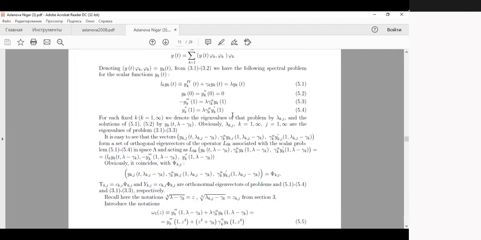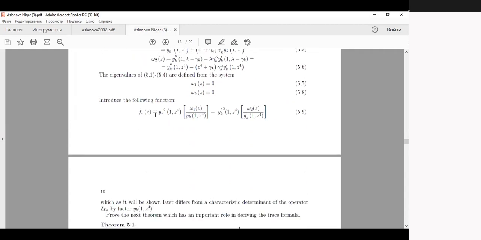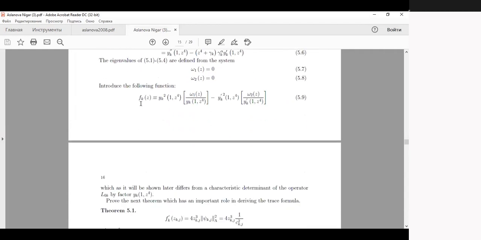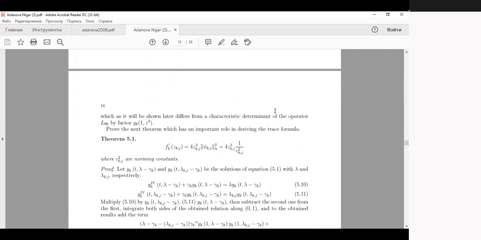Okay, and I was able to do it here. I take the characteristic equation in our case. More generally, it was shown that the derivative of the characteristic determinant, do you see that theorem 5.1, really gives you the norming constants c_kj, the inverse of the norms of the eigenvectors. So the derivative of the characteristic determinant gives you the norms of your eigenvectors up to that factor.